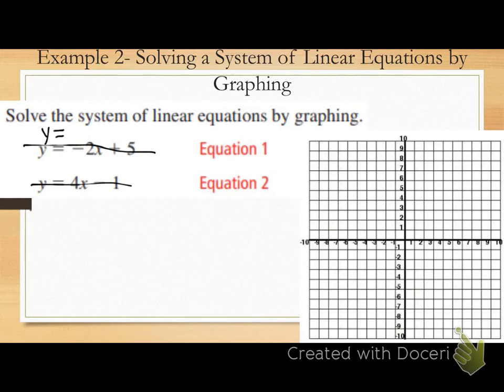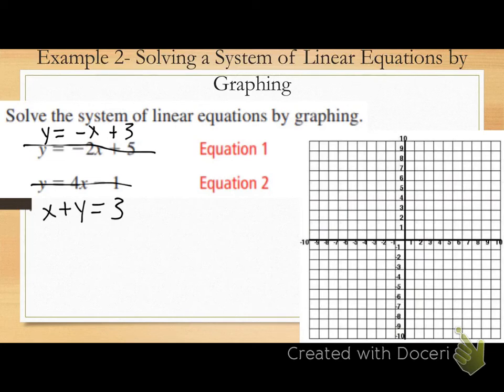Y equals, let's do negative x plus 3. X plus y equals 3. So our first line's in slope-intercept form, correct? What about our second line? It's not. How would I get that in slope-intercept form?